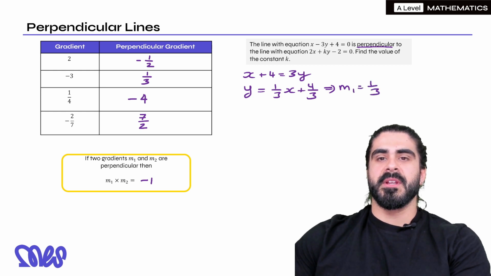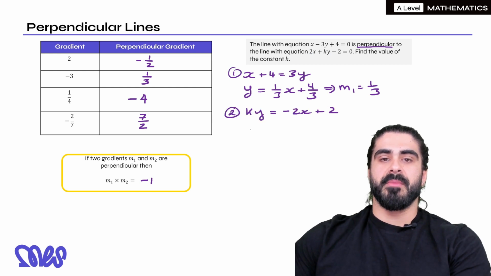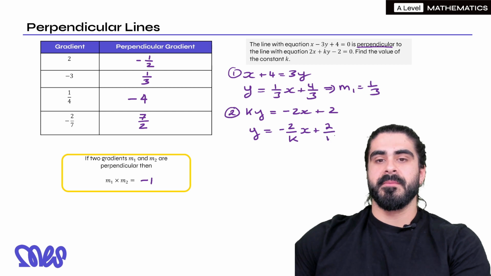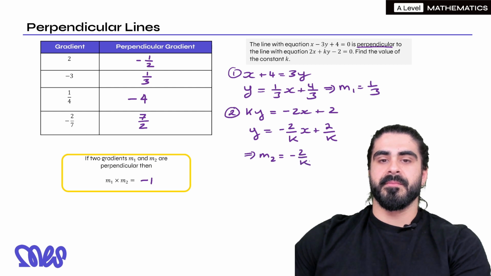For the second equation, I'm going to keep the ky here. I'm going to move the 2x and the minus 2 to the other side. Then we divide through by k. We'd get y equals minus 2 over k x plus 2 over k. So the gradient here, m2, is minus 2 over k.